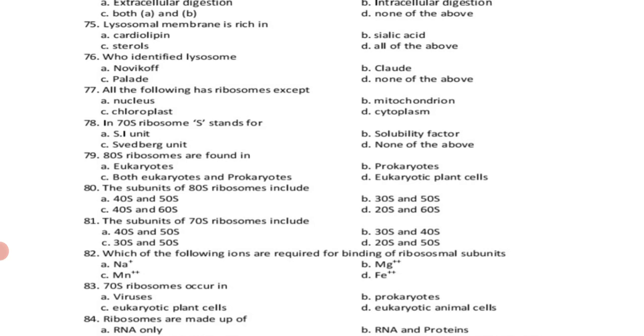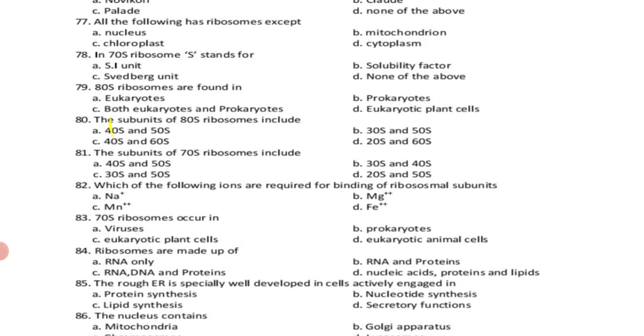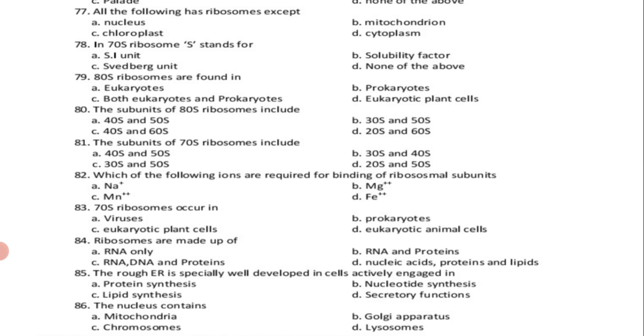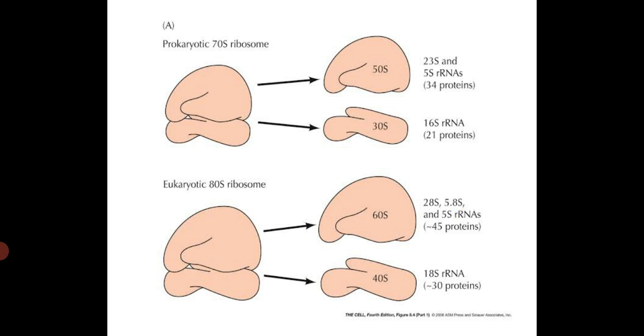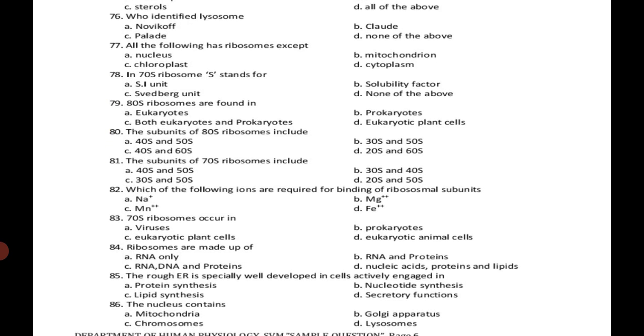Question number 83. 70S ribosomes occur in. The 70S type of ribosomes occur in prokaryotes, and eukaryotic chloroplast and mitochondria also show a 70S type of ribosomes. Then question number 84. Ribosomes are made up of RNA and protein. So, option B is the correct answer for question number 84.